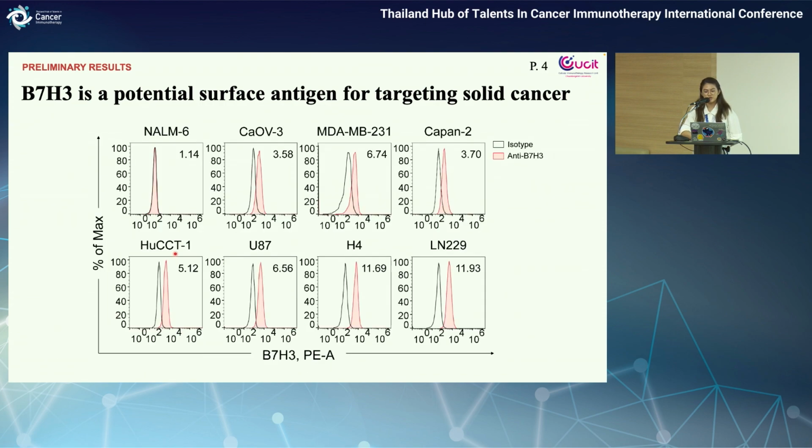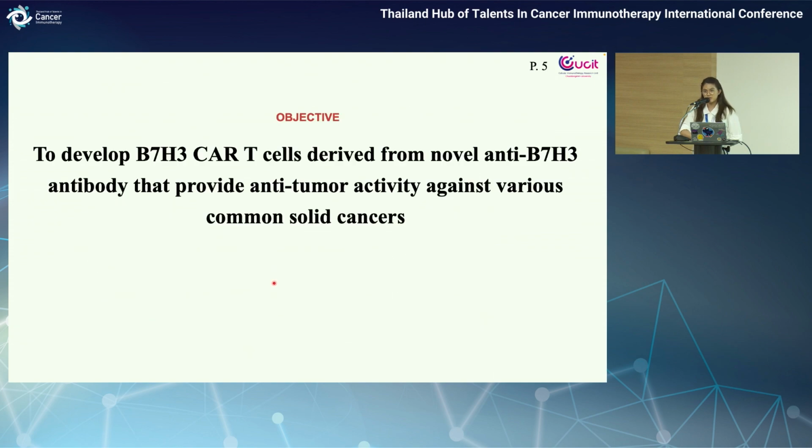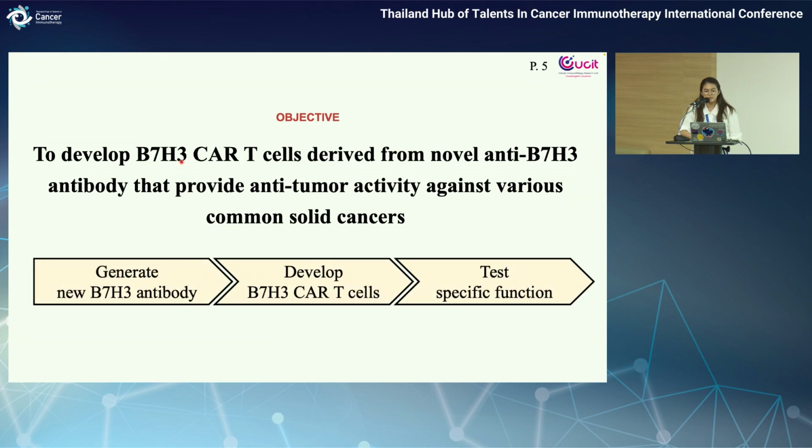We also confirmed the expression level on the cancer cell surface using flow cytometric staining. We found B7H3 highly expressed on many different solid cancer cell lines, including ovarian, breast, bile duct, and glioblastoma, with a high mean fluorescent intensity relative to isotype, as shown in the numbers here. These results support a potential use of B7H3 as a target surface antigen for solid cancer treatment. So, to develop B7H3 CAR T cells from our new antibody for treatment of solid cancer, we divided our work into three main parts.